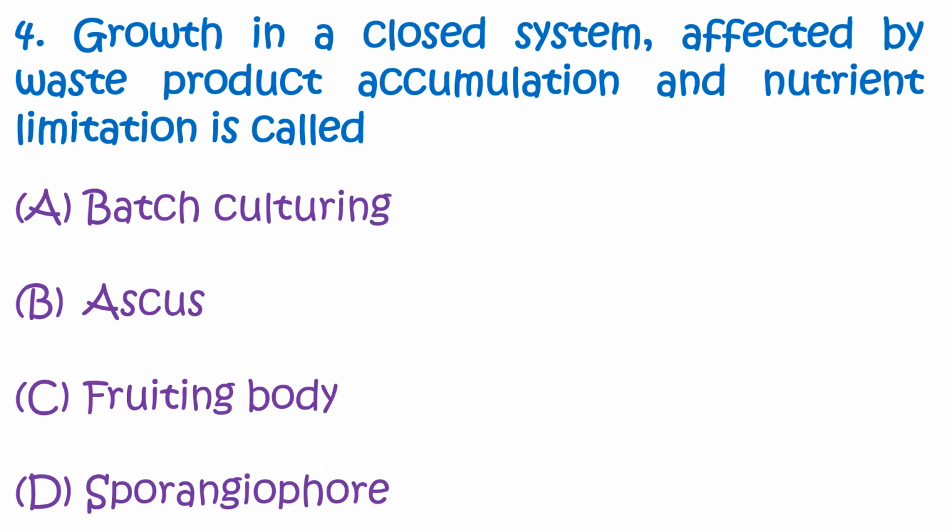Question number 4. Growth in a closed system affected by waste product accumulation and nutrient limitation is called as, options are option A batch culturing, option B escus, option C fruiting body, option D sporangiophore. So the correct answer is option A batch culturing. So there are three methods or three ways in which microbes can be grown. It can be the batch process, the fed batch process, or the continuous process.